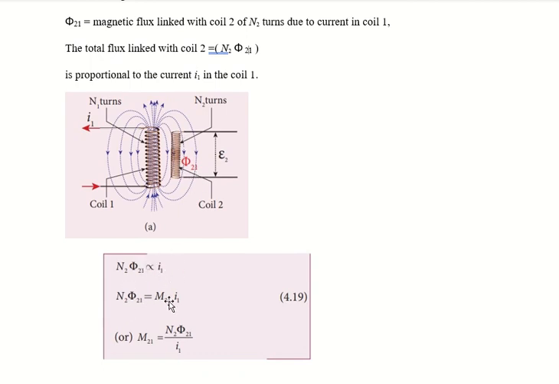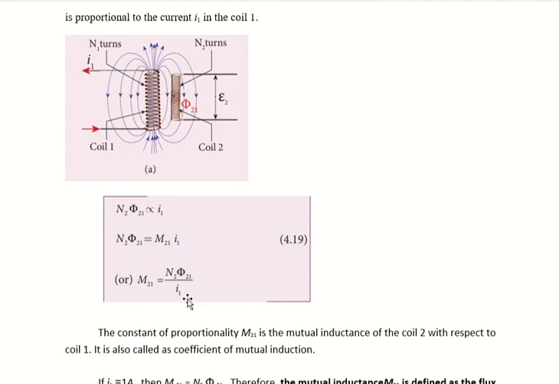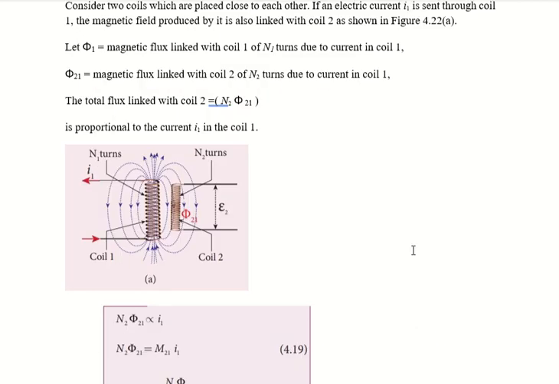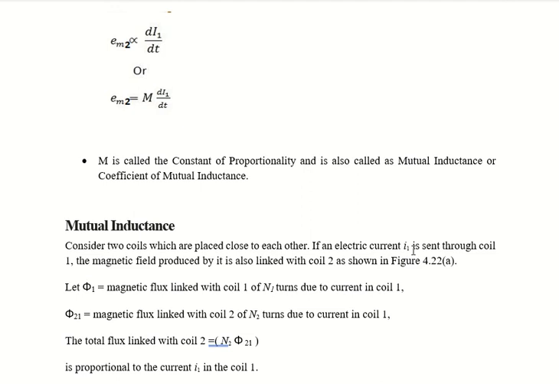So this proportionality is replaced by a constant known as M21. What is M21? Mutual inductance in secondary coil due to current in first coil, M21. So N2 phi21 equal to, this proportionality is replaced by M21 into I1. From this, M21 equal to N2 phi21 by I1. This is the equation for mutual inductance.